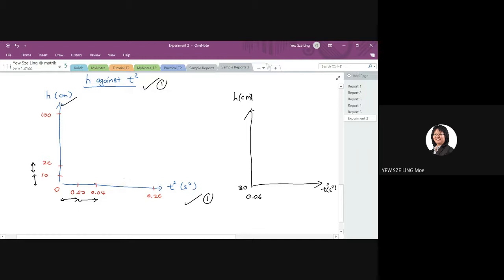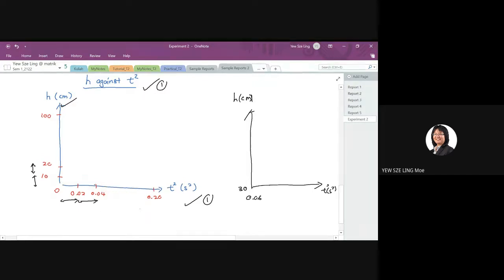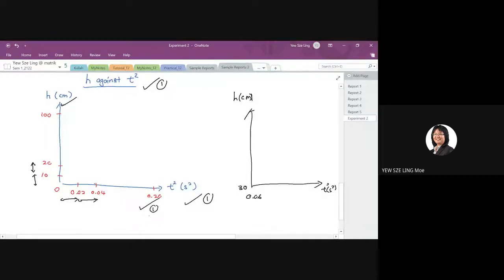Not suitable scale, because if you use 10 boxes and divide by those numbers, sometimes you can get a lot of decimal places. So in that case, we say it's not suitable. For example, if you use 7, 10 boxes divided by 7, you're going to get infinite decimal places. So we say it is not a suitable scale. If you got a suitable scale that is correctly labeled, then you get another 1 mark.